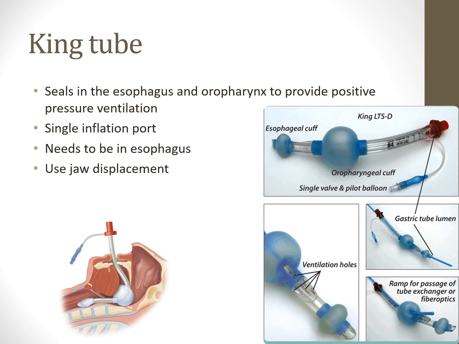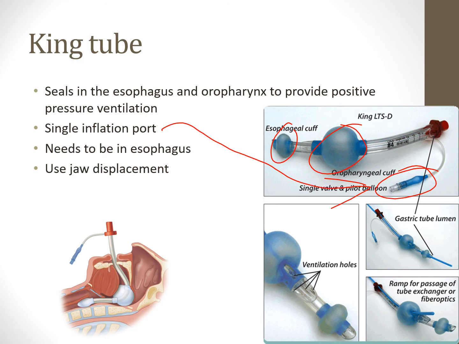But the king tube in general, purposely put into the esophagus, and then just like the combi tube, you inflate one balloon this time, which is great. You inflate one cuff, you inflate one area, and it actually inflates both the oral and the esophageal cuff at the same time. So you have to use a large volume syringe. So large volume syringe for this guy. Single inflation port is what I was trying to say down here, right? Single inflation port instead of having to do two separate ones like you had with the combi tube.